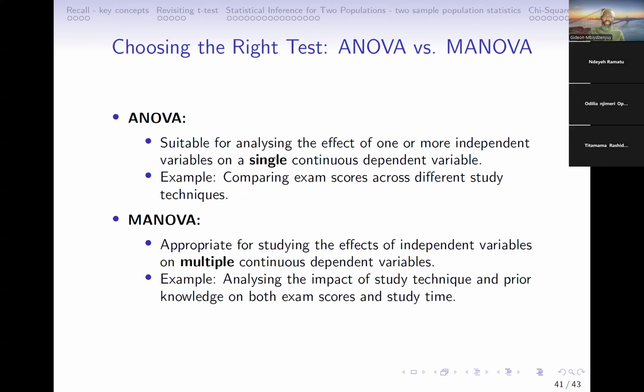ANOVA is suitable for analyzing the effect of one or more independent variables on a single continuous dependent variable. For example, comparing exam scores across different techniques is appropriate for ANOVA, whereas MANOVA is appropriate for studying the effect of independent variables on multiple continuous dependent variables, such as analyzing the study technique and prior knowledge on both exam scores and study time.